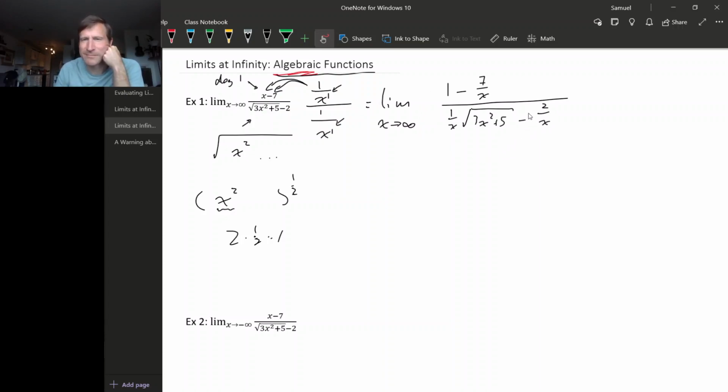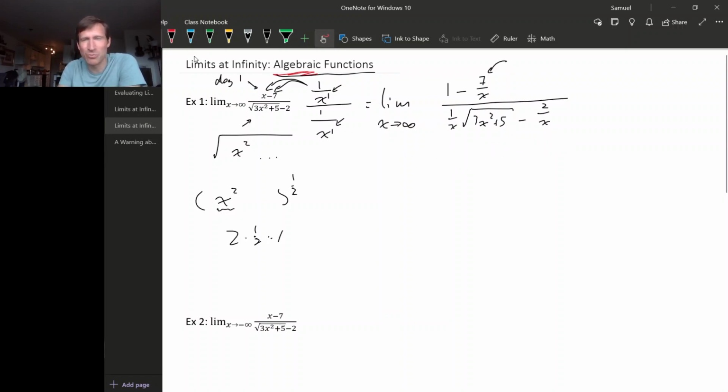And at this point, we can't yet tell what value this might produce in the limit, because we know that this 7 over x term, since x is going to infinity, 7 over x is going to go to 0. Same for this 2 over x term. But if we look at this term here, 1 over x is going to 0. The stuff in the square root is going to infinity. And what does 0 over infinity mean? Well, we can't tell which one wins. 0 is trying to make this product small. Infinity is trying to make this product big. And we can't tell which one wins. So we haven't done enough to figure out what the limit is yet.